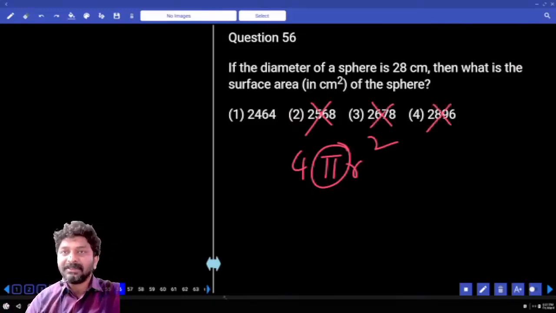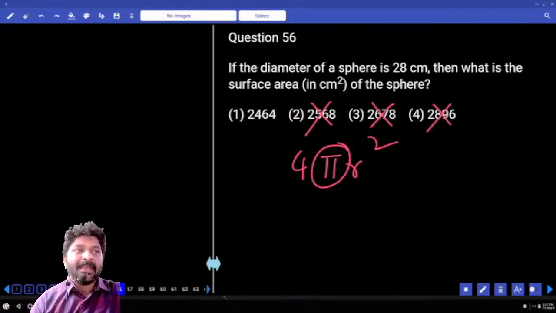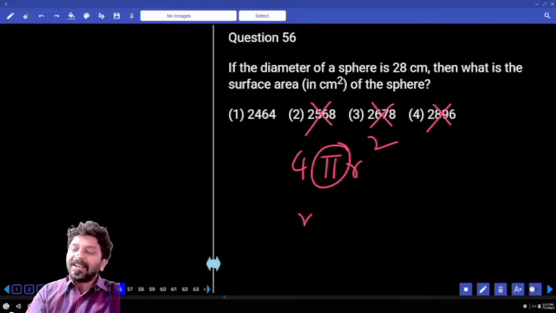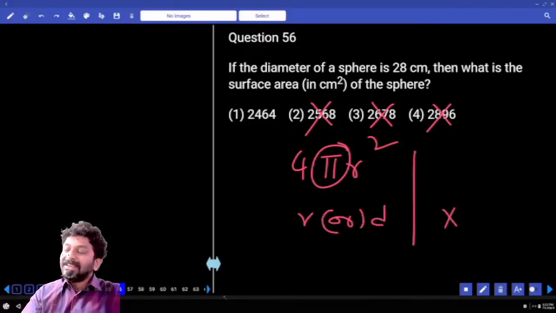You don't need to solve this question. Whenever pi is involved, the answer must be a multiple of 11. If we were asked to calculate radius or diameter, then the answer must be a multiple of 7. Okay.